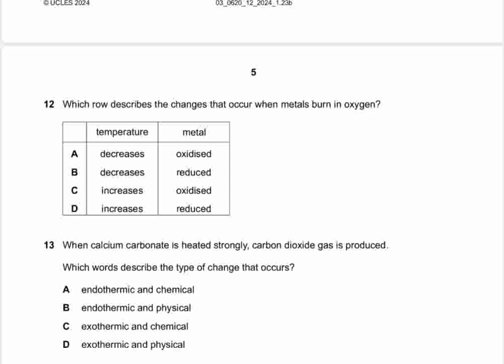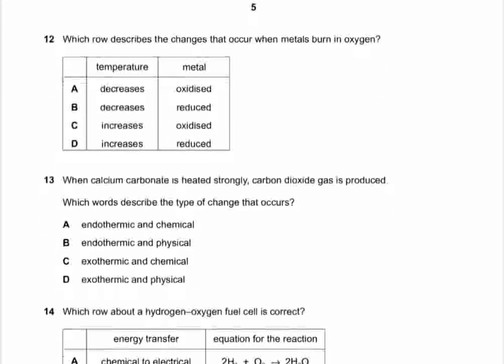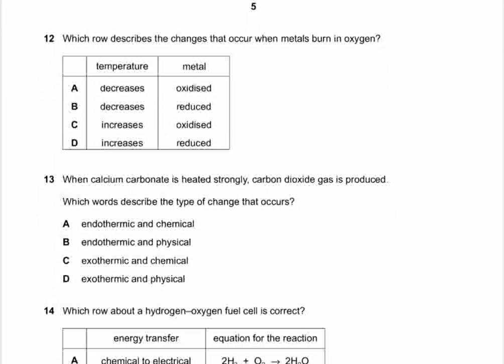When calcium carbonate is heated strongly, carbon dioxide gas is produced. Which word describes the type of change that occurs? So calcium carbonate is the carbonate you have, and you are heating it strongly, and carbon dioxide gas is produced. That means heat is used by the system, so that is an endothermic reaction.